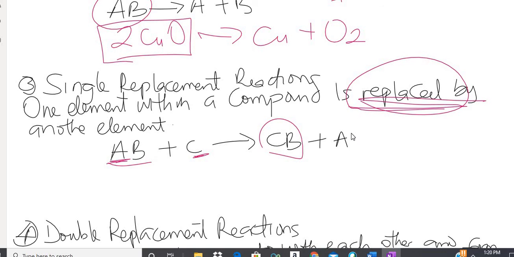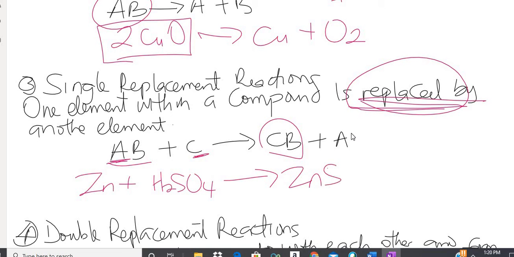So let's take an example. We have zinc plus H2SO4, and we have zinc sulfate and hydrogen gas. So we can see that zinc is able to replace hydrogen in this. So we call it single replacement.